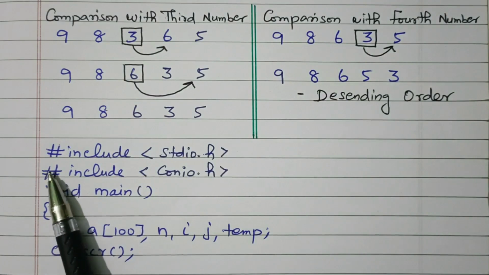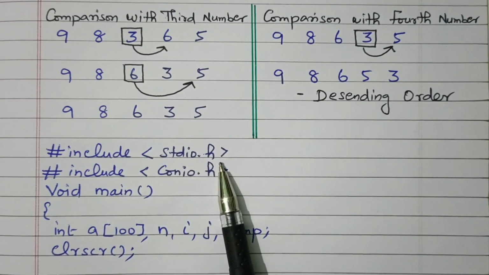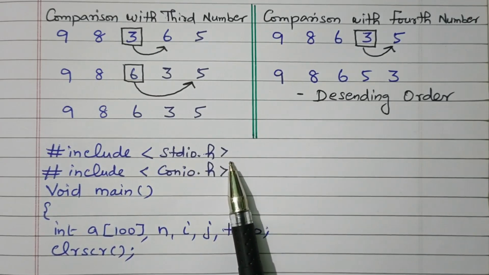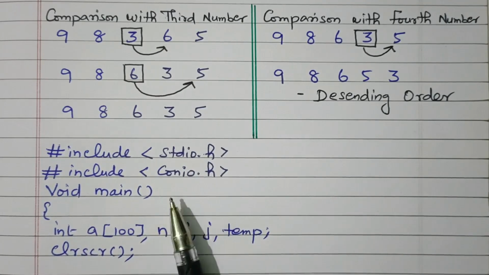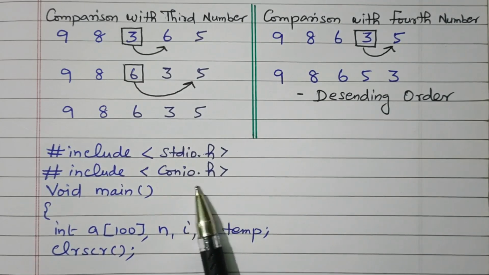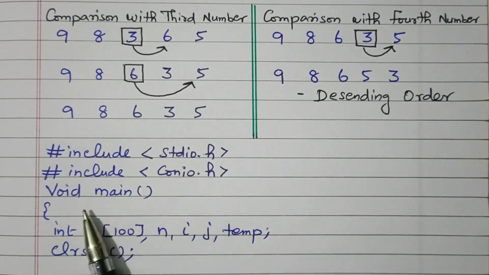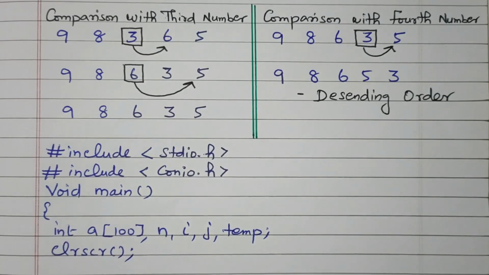First include the header file. Hash include stdio.h, standard input output header file. It is used for printf and scanf. Hash include conio.h, console input output header file. It is used for getch and clear screen. Now start the main program. Void main, open the brace.